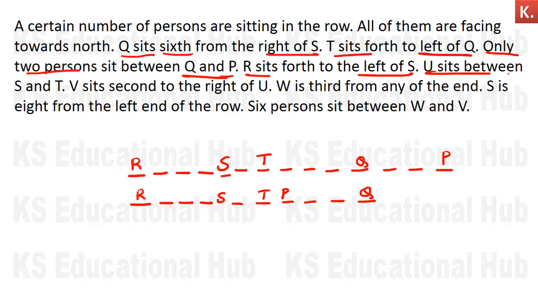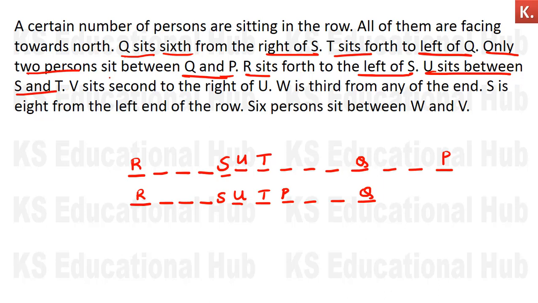The next one is U sits between S and T. So S is here, T is here. Between these two people, U has to be placed. So U has to be here, because this is the only place where we are able to place it.